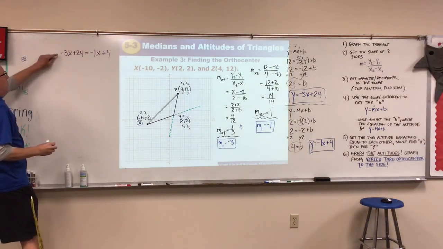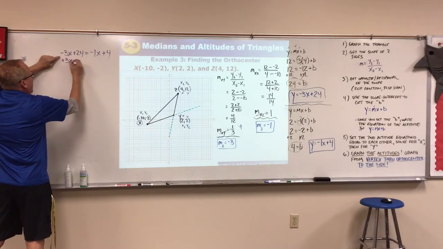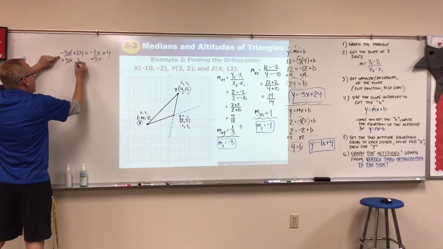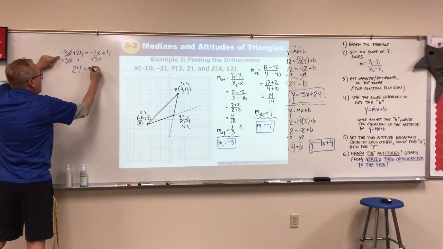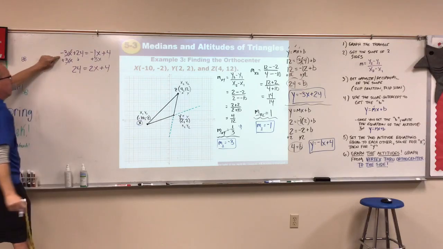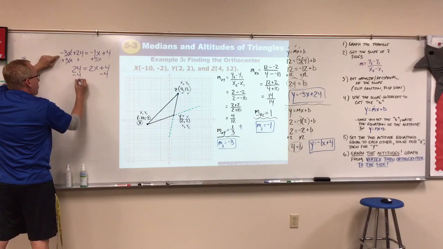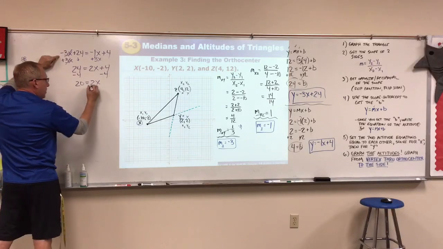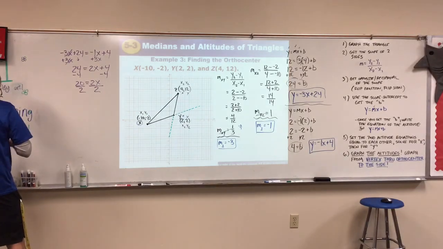I'm going to move the smaller one. I'm going to add 3x to both sides to get the x to one side. Cancel, cancel. This is 24 equals negative 1 plus 3 is 2, so that's 2x plus 4. I'm going to subtract 4 from both sides. 24 minus 4 is 20. 20 equals 2x. I'm going to divide by 2, divide by 2.